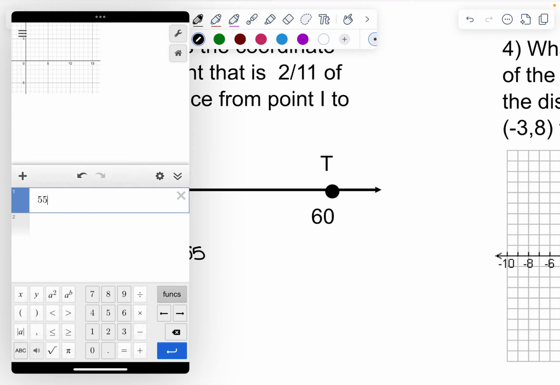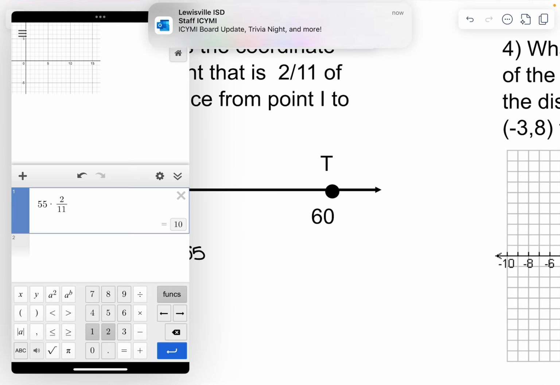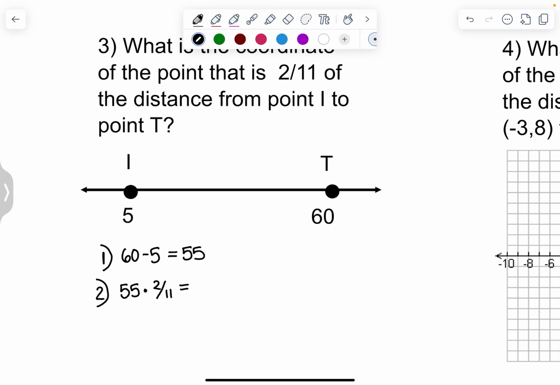Okay, 55 times 2/11ths. Well, I was dead wrong. It's not 22. It's 10. So you see, that's why we use our calculators. It's 10.